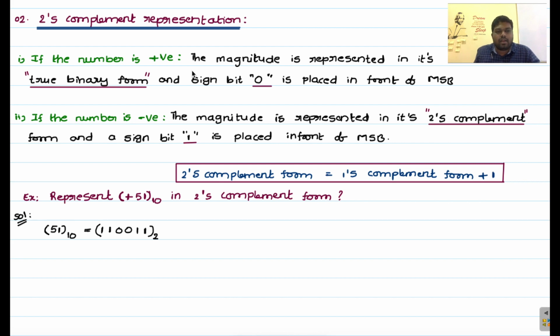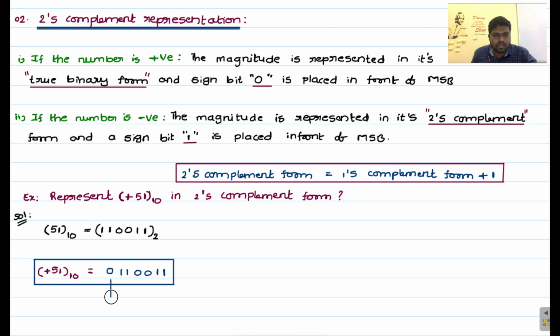So here, represent plus 51 base 10 in its two's complement form. The normal decimal 51 representation is 110011. This normal representation does not have a sign bit. So for plus 51 base 10, you can add sign bit 0, and the remaining bits are 110011. This is your two's complement form of plus 51 base 10. This one is your sign bit.